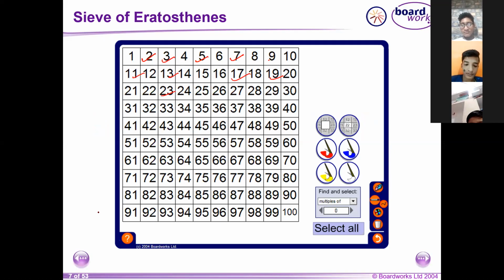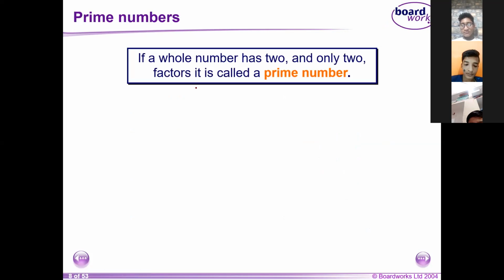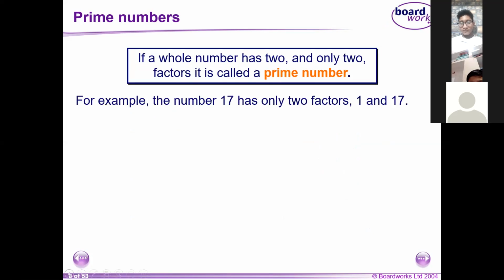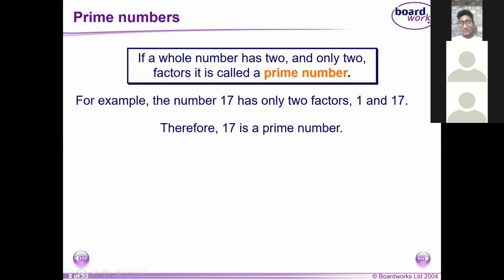So what are prime numbers? If a whole number has 2 and only 2 factors, it is called a prime number. So prime numbers are the numbers which have only 2 factors, 1 and the number itself. The definition of the prime number is very simple. Okay. Now, for example, the number 17 has two factors, 1 and 17 only. Therefore, 17 is a prime number.